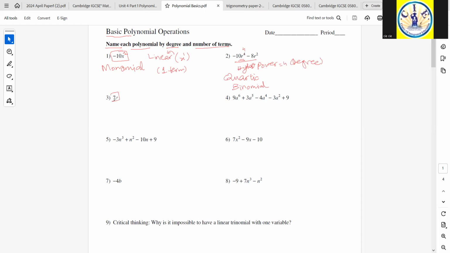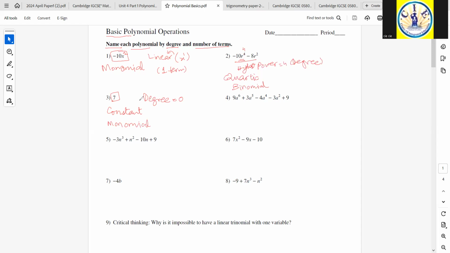Now this is a single term consisting of only one term, and as far as the variable is concerned, it has no variable with it, so we call it constant. As far as the degree is concerned, its degree is 0 because there is no variable with it. It is a constant term and it has got only one term, so monomial constant.